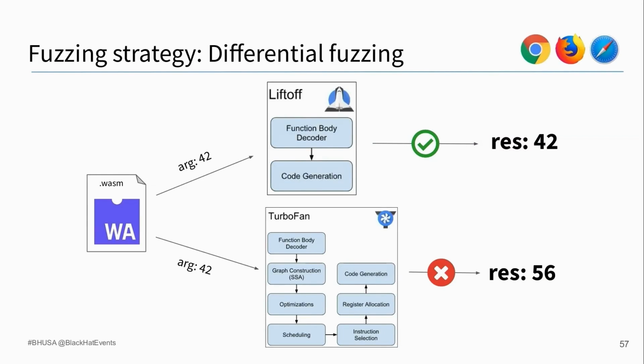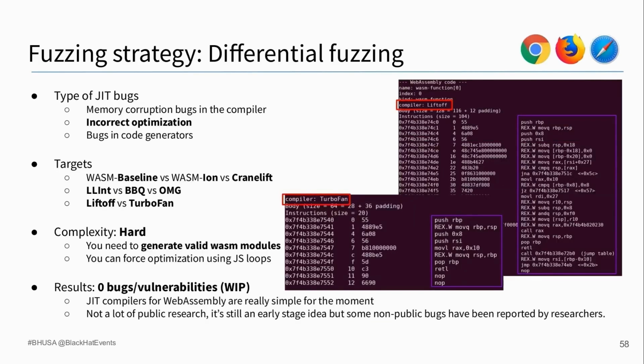So that's a technique that actually is working well. It's actually not that complicated to do, but the downside is you need to generate valid WebAssembly modules, and especially valid WebAssembly modules that contain interesting bytecode inside. What you can see on the upper right is basically the code generated by Liftoff, and then you can see on the bottom the code generated by Turbofan.